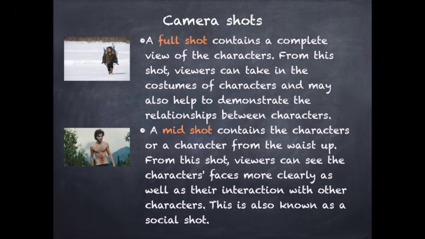A full shot contains a complete view of the characters. From this shot, viewers can take in the costumes of characters and may also help to demonstrate the relationship between characters. A mid-shot contains the characters, or a character from the waist up. From this shot, viewers can see the character's face more clearly as well as their interaction with other characters. This is also known as the social shot.